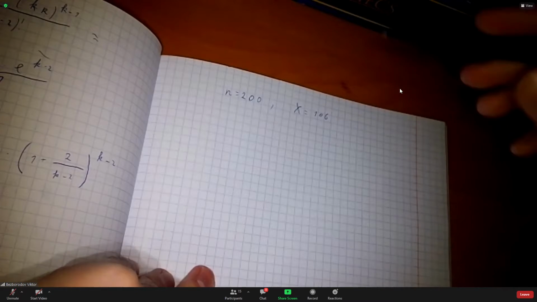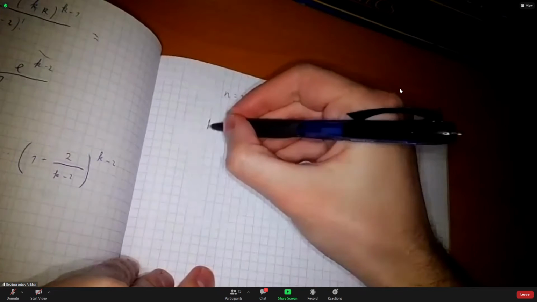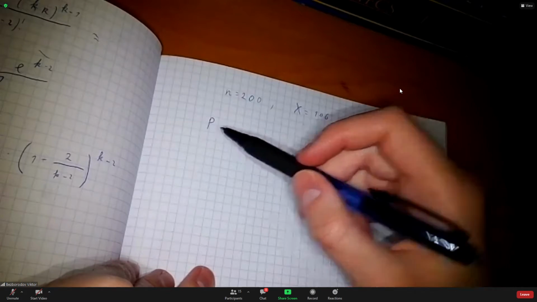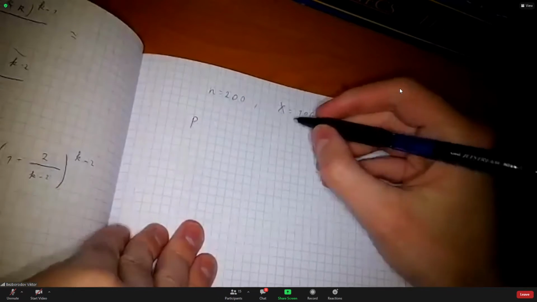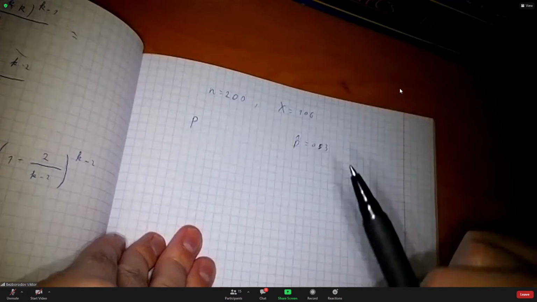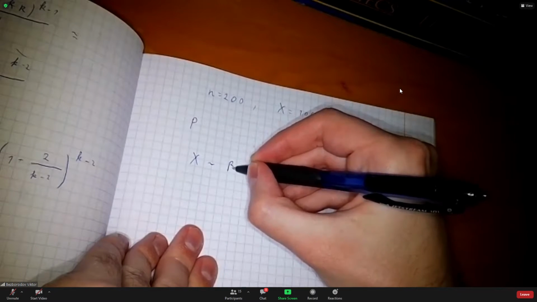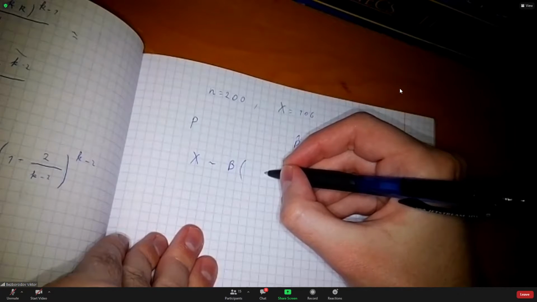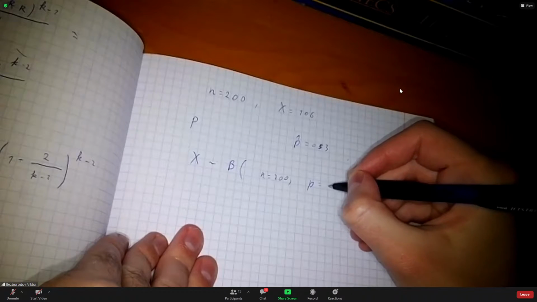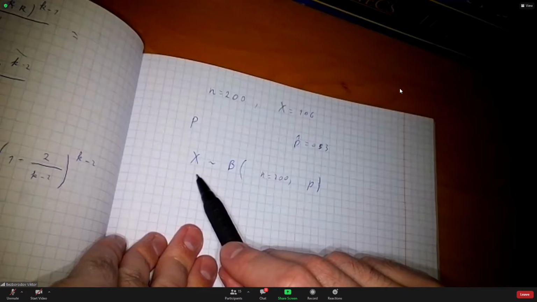So we assume that every person has a probability of having a positive opinion, and this probability is p. This probability equals the fraction of people who would answer yes. We have an estimate of p, which equals 0.53. Now, we don't know anything about p. However, what we know is that X follows approximately a binomial distribution with n equals 200 and p equals p. We don't know this number, but we know that X is somehow sampled from this distribution.